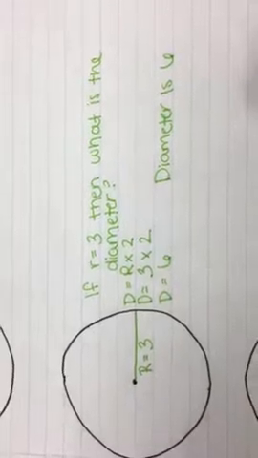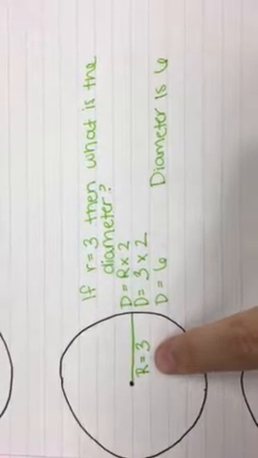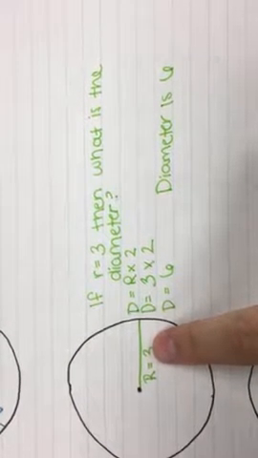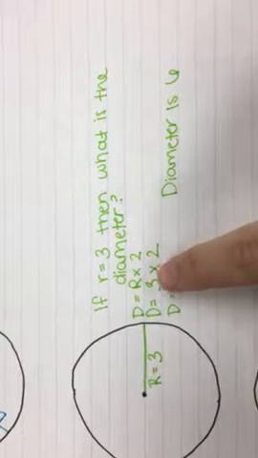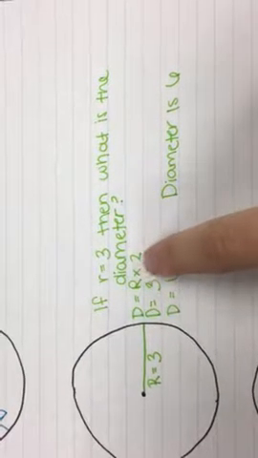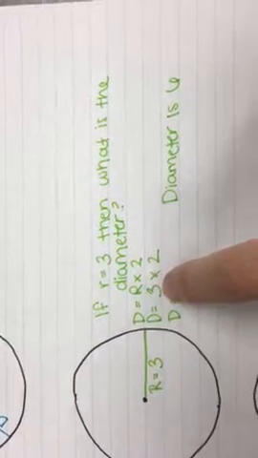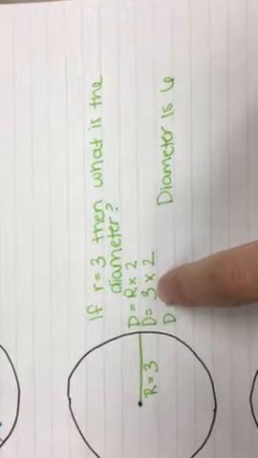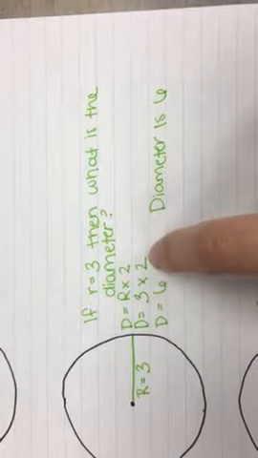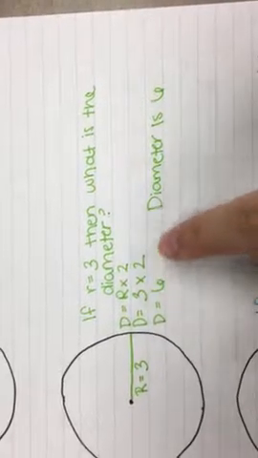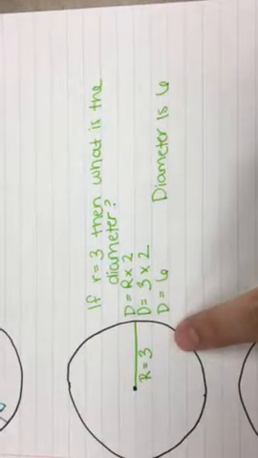Here's an example. If we are given the radius and it is 3, and we want to find the diameter, we would take r times 2. So in this case, we would plug in the 3 for r, so it would be 3 times 2 to get 6. So the diameter of this circle is 6.